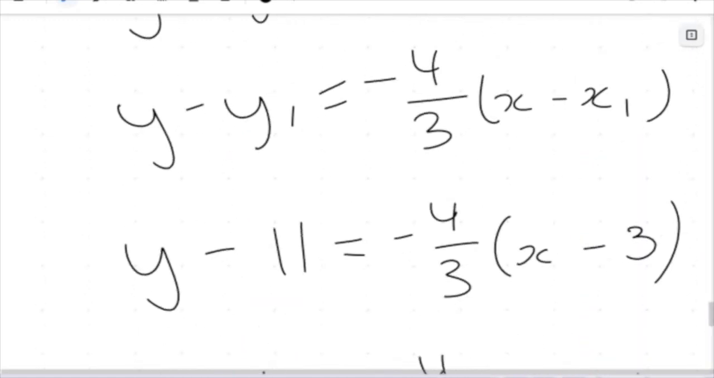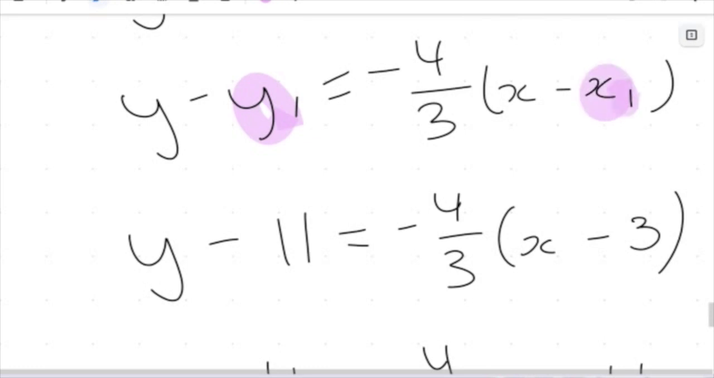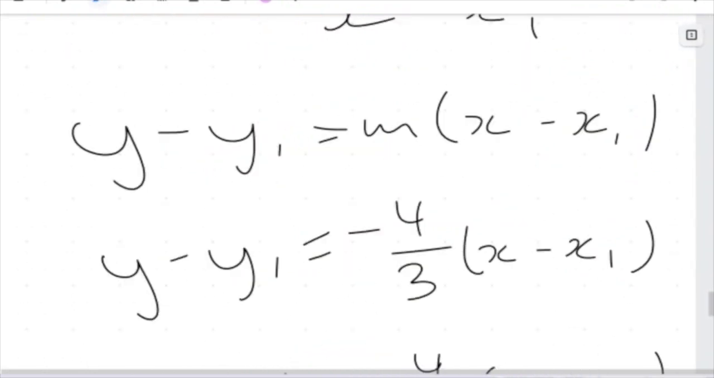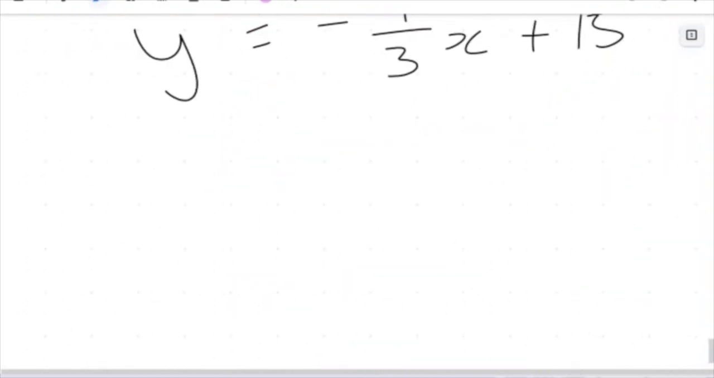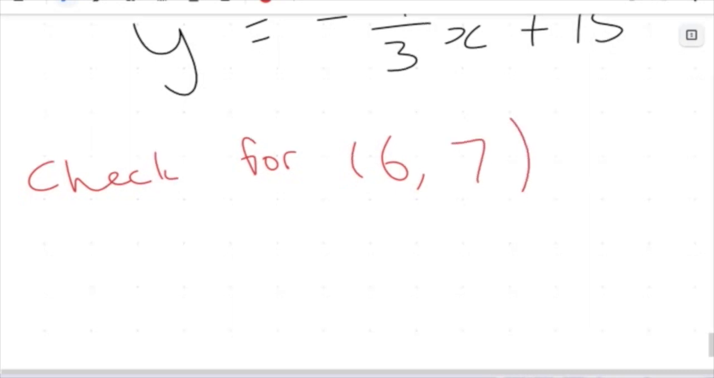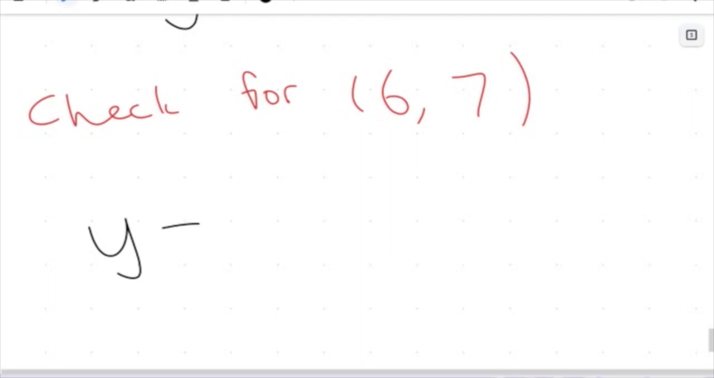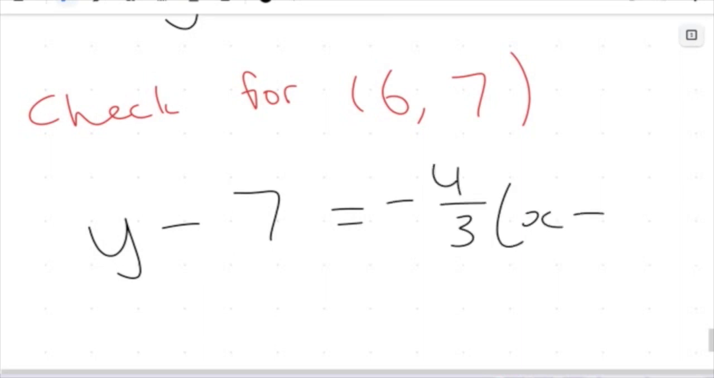Now, just for fun, because the gradient is equal all the way through, in theory this should also work for the points 6 and 7 here. So let's just do that to test it out. Let's check for 6 and 7. Okay, so my equation now is going to be y minus, I'm going to try 7 now instead, equals negative 4 on 3 x minus 6.